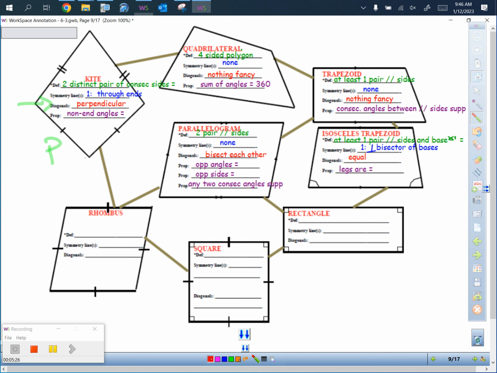Let's go to parallelogram. What is true about the diagonals of a parallelogram? They bisect each other. And over here on isosceles trapezoid, what is true about the diagonals of an isosceles trapezoid? They are equal.